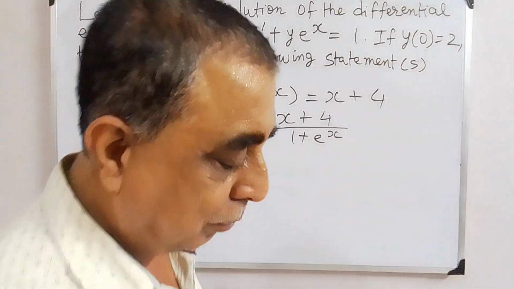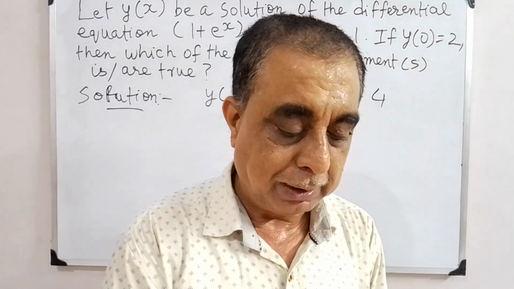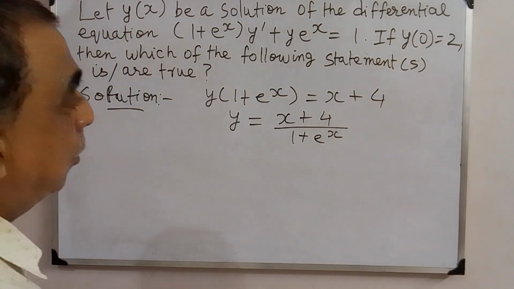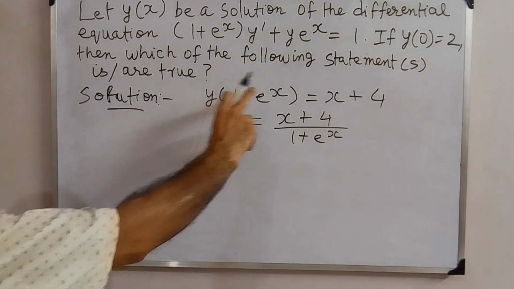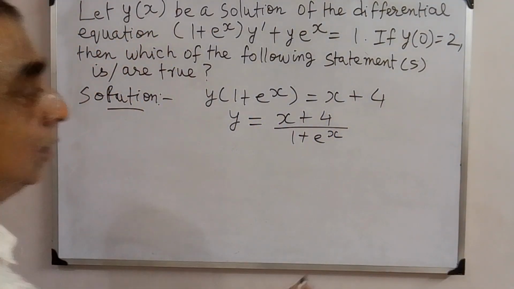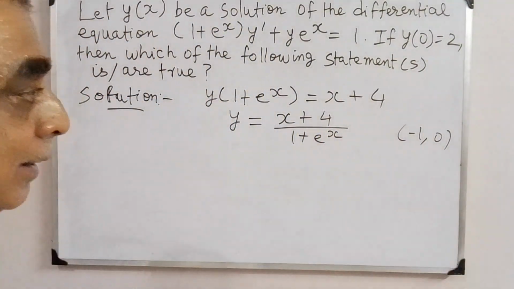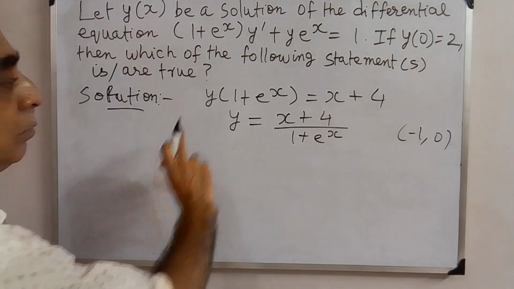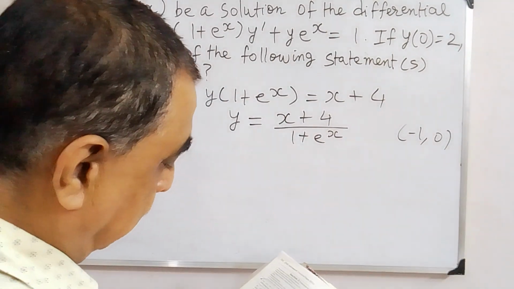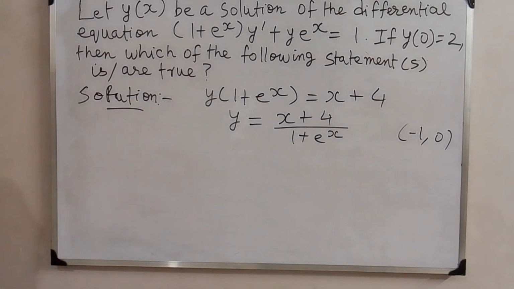So the C option was telling that y of x has a critical point in the interval minus 1, 0. That means there is some solution of this equation in the interval minus 1 and 0. Okay, so there is some solution of this equation at minus 1, 0. Okay, so let us now check it.